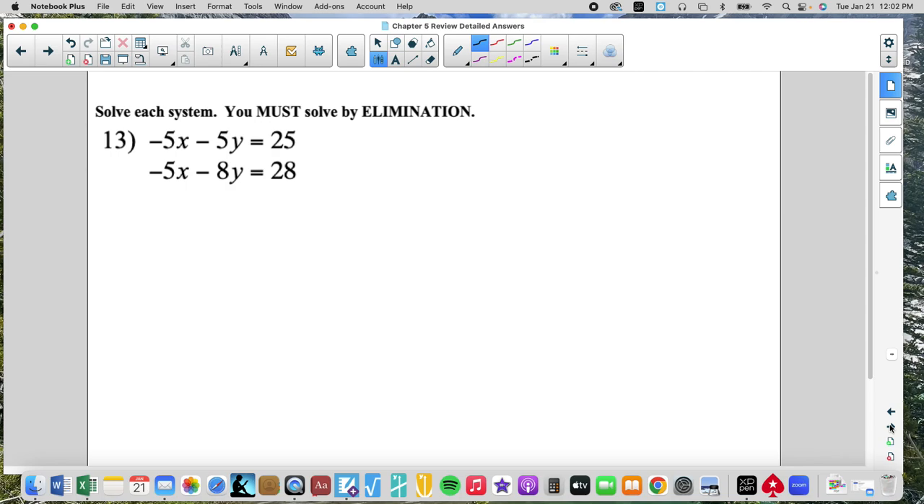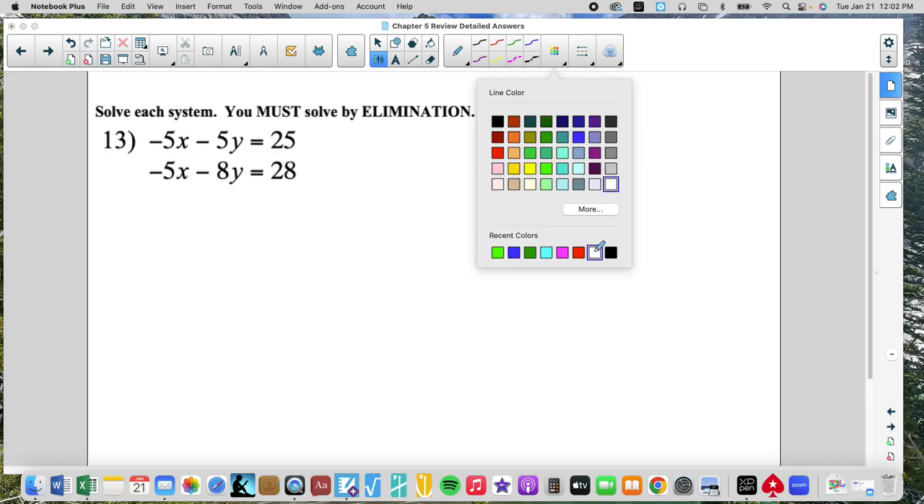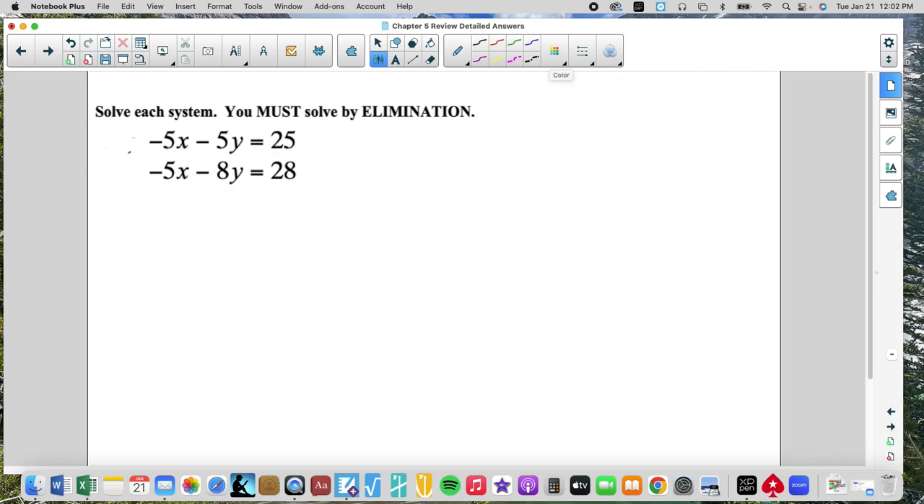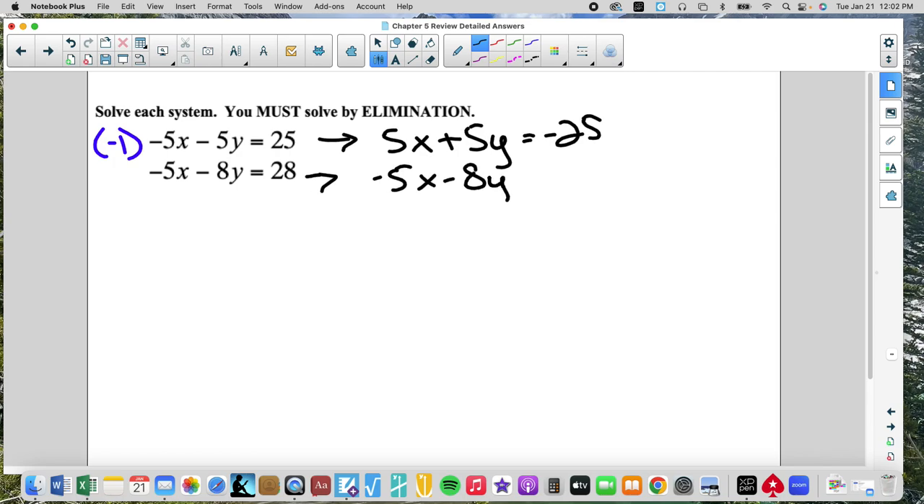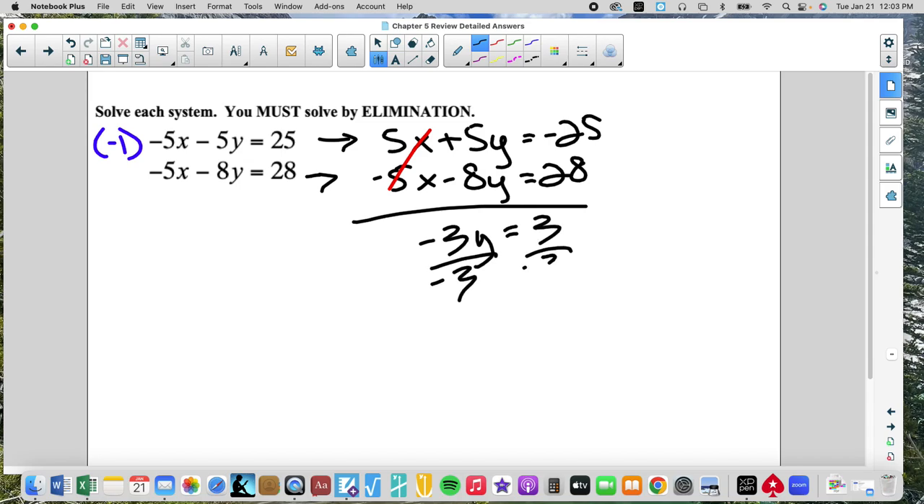You must solve by elimination. So my x's are really close. They don't cancel by adding. If I multiply the top equation by negative 1, that'll produce 5x plus 5y equals negative 25. We're just going to rewrite the bottom equation, and the x's cancel. I'm left with negative 3y equals 3. Divided by negative 3, y equals negative 1.